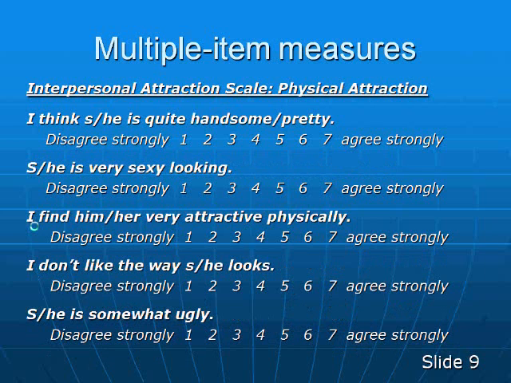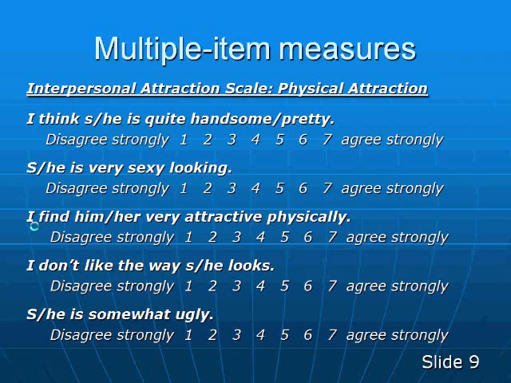The second dimension is physical attraction. As we all know, this is a very important aspect of being attracted to anybody. And so here we have 5 items again. I think she's quite handsome or pretty, depending if it's a female or a male. He or she is very sexy looking. I find him or her very attractive physically. I don't like the way he or she looks. He or she is somewhat ugly.